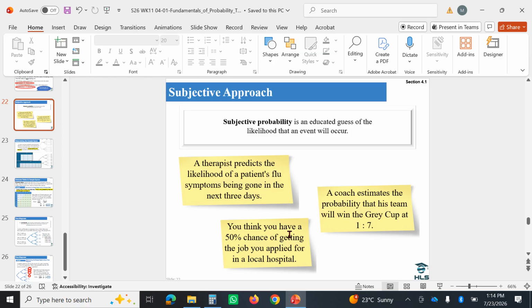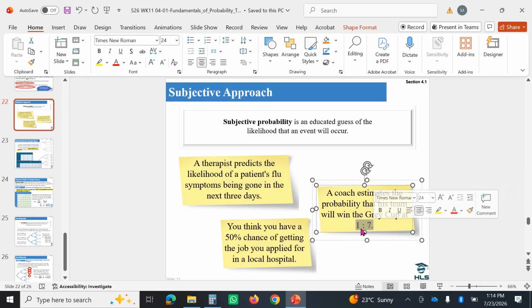You think you have a 50% chance of getting the job you applied for in the hospital, right? We've all done that, right? When you go for a job interview and your spouse asks you, well, hey, how'd it go? Oh, I don't know, man. I think it went pretty good. 50-50, we've all done that. A coach estimates the probability that his team will win the Grey Cup, Canadian football, at 1 to 7. Okay, so yeah, it's just rough estimates.